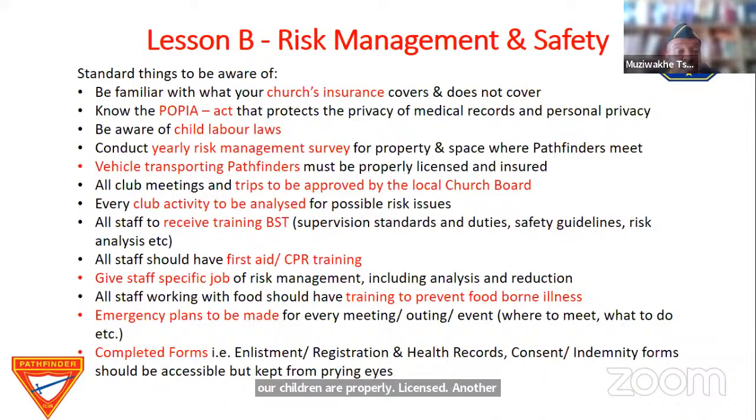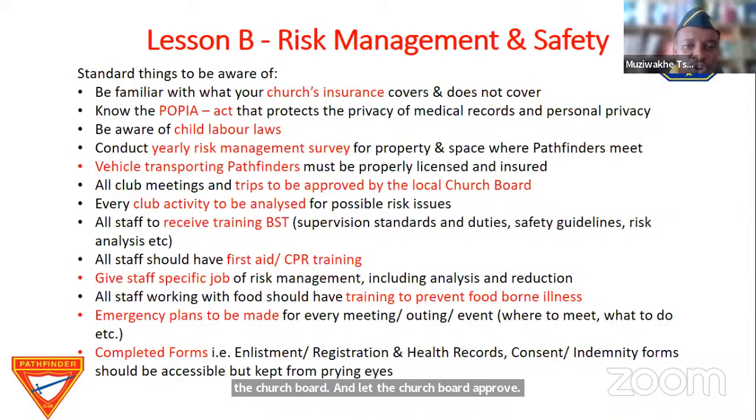Another important standard thing to be aware of is that all club meetings and trips should be approved by the local church board. And here, leaders, I know that it's a challenge, as I've maybe tried to highlight in the previous presentation. I couldn't raise my hand, sorry about that. We need to submit our plans to the church board, as we have had throughout our training. When you do your planning, please submit your plans to the church board and let the church board approve.